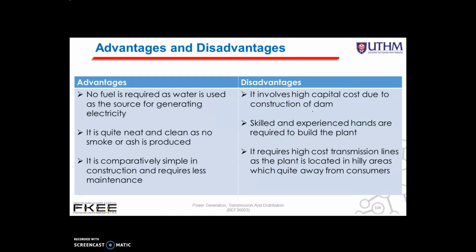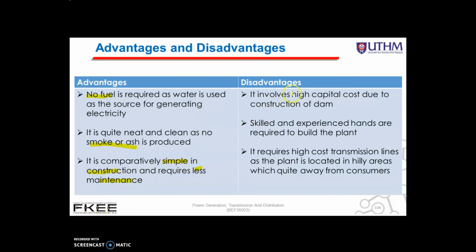These are the advantages and also disadvantages of the hydropower plant. We look at the advantages first. The advantages of the hydropower plant are: no fuel is required as water is used as the source for generating electricity. Second, it is quite neat and clean as no smoke or ash is produced. It is also comparatively simple in construction and requires less maintenance.